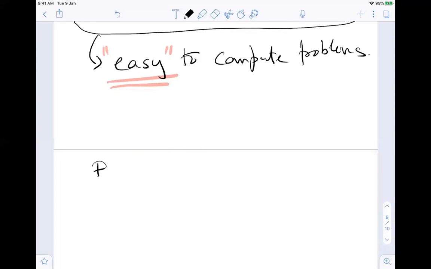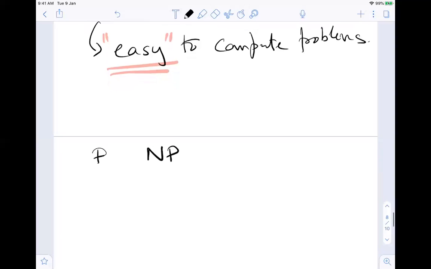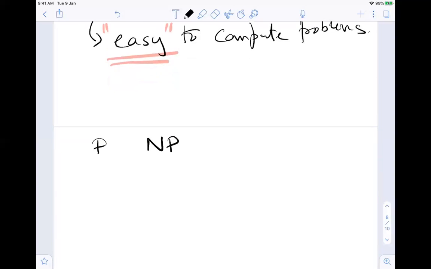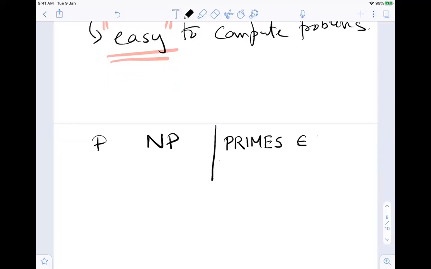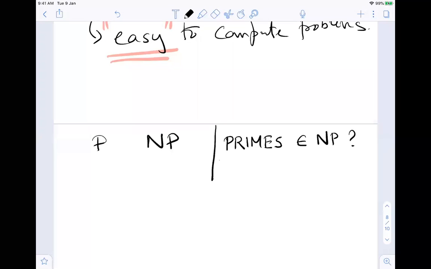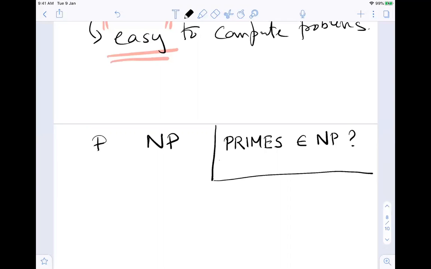So we had this P, and now we had the NP. NP is the problems for which we ask whether something exists or not. So I can ask you a question, and maybe I will not answer it right now. I will let you think about it, and I will come back to it next time. Is primes in NP? Is this question correct or not? Okay, think about it. Or can you come up with a proof of it or something like that?